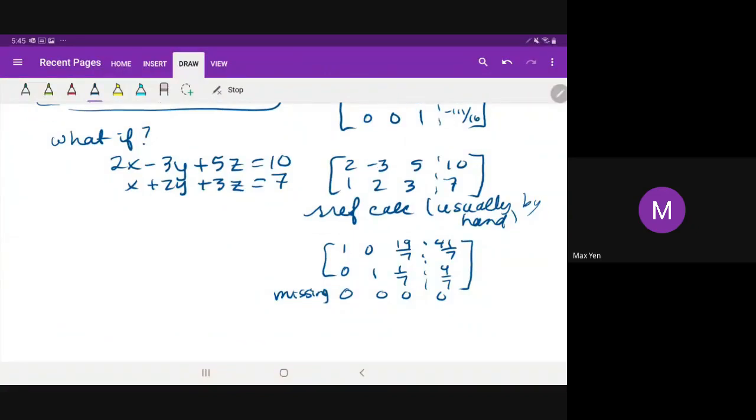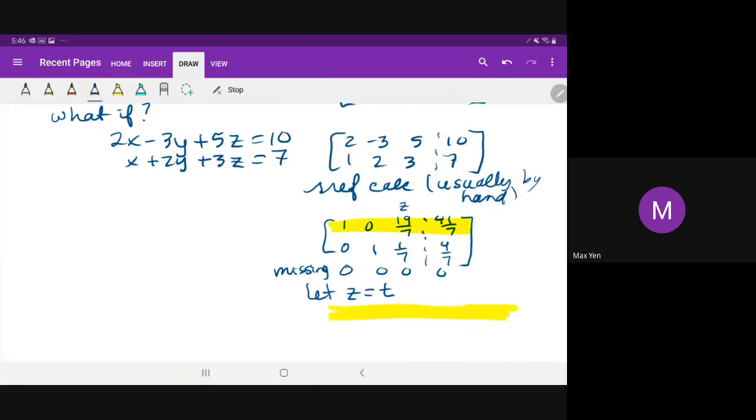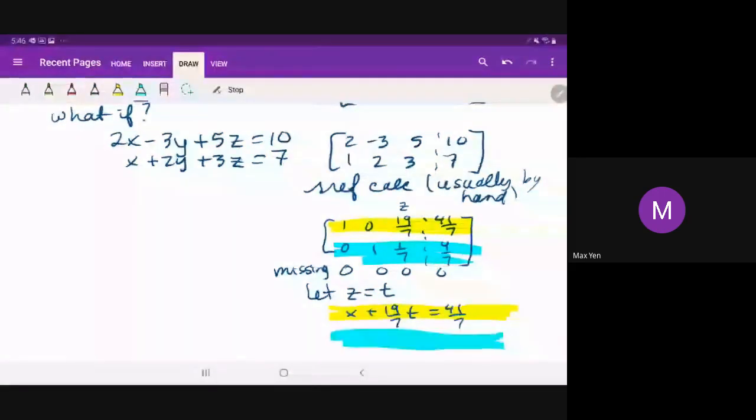Okay, so this is a let z equals t problem. So let z equals t, because this is my problem row. And then I'll highlight this first row, which becomes what I'm about to write. So that would be x plus 19/7 t equals 41/7. And then I'll do the next one in blue. So this equation becomes this equation, which is y plus 1/7 t equals 4/7.